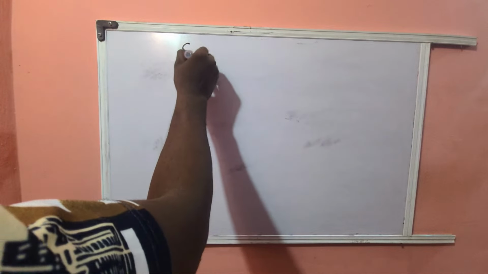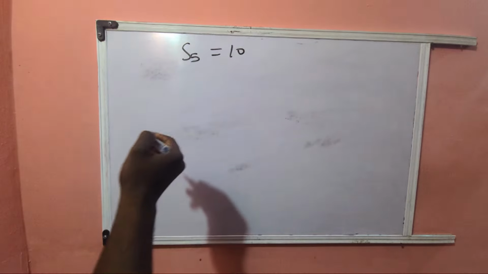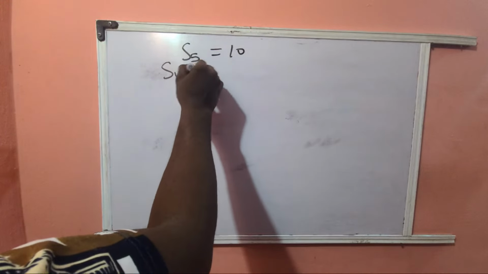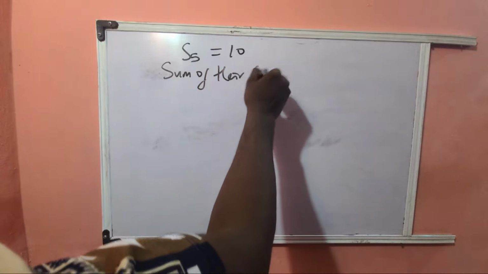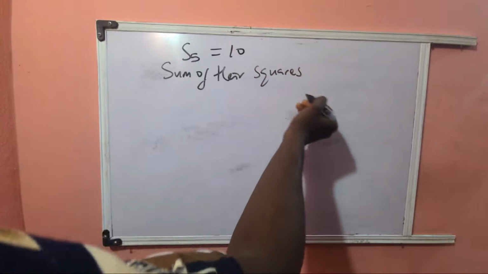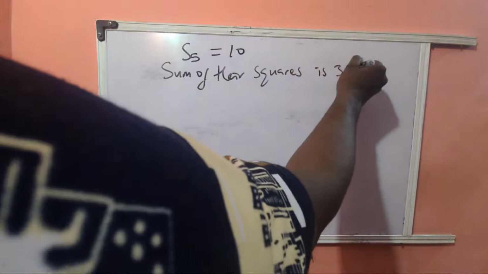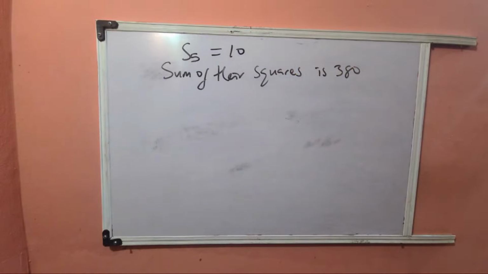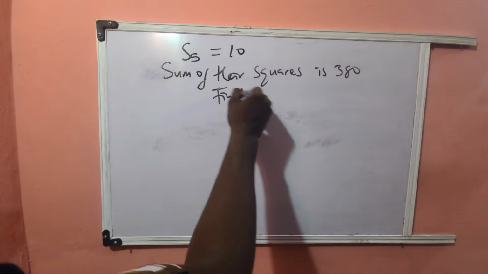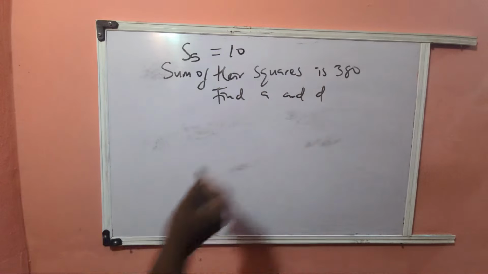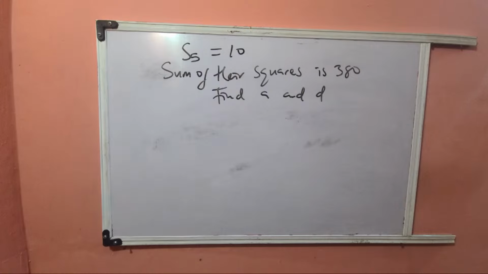So the sum of 5 terms is 10, and then the sum of their squares, that means the squares of these terms, is 380. So the question said, find its first term and common difference. So you have to find a and d. This is the question that came out last year, and it carried a total of 5 marks.